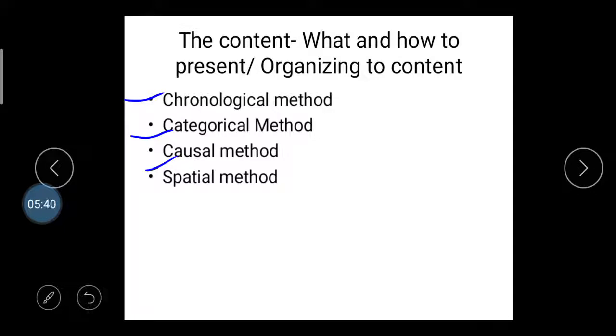Then after the spatial method, in this spatial method they have to divide the overall information into different parts, and then give the information to the public.